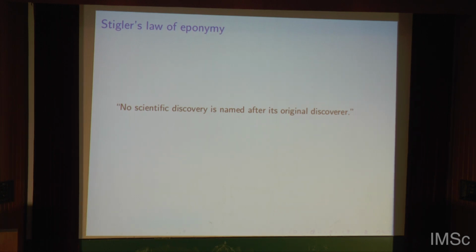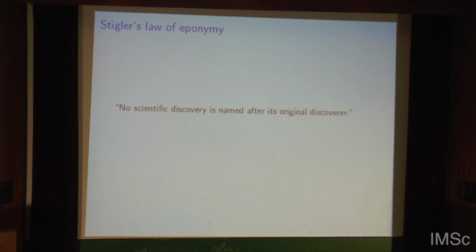Okay, so here's an interesting observation. No scientific discovery is named after its original discoverer. It's called Stigler's law of eponymy. Another variant of this that I've heard is that everything is named after the last person to discover it. People keep discovering things, and then it's named after someone, and then you no longer can discover it.